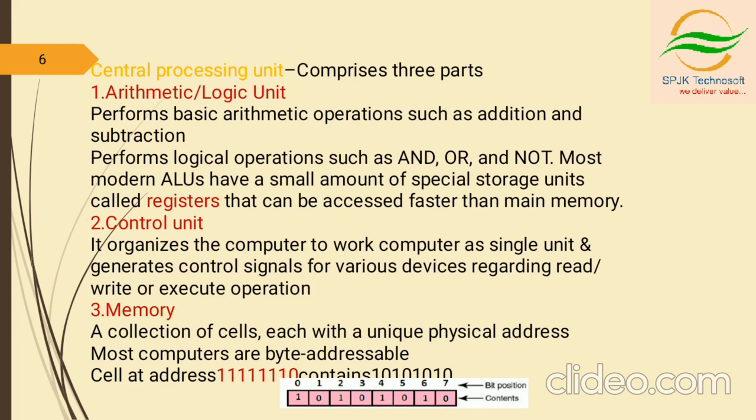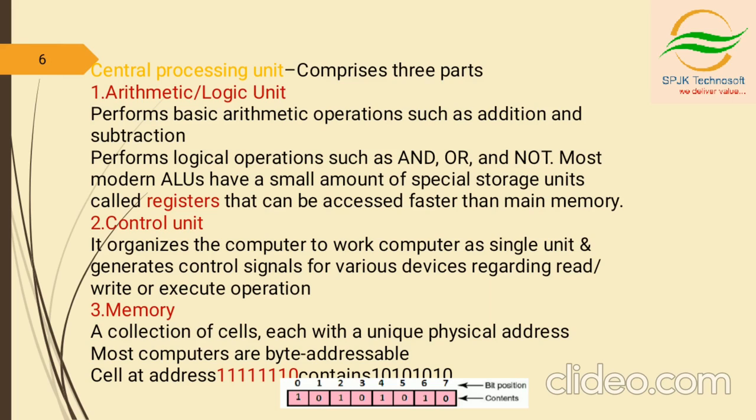Next functional unit is the Central Processing Unit. It's called the CPU. It comprises three parts: arithmetic logic unit, control unit and memory. The CPU is known as the brain cum heart of the computer. It is properly known as the microprocessor. All major calculations and comparisons are made inside the CPU. The CPU is made up of two components, ALU and CU.